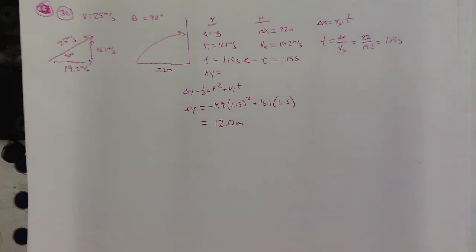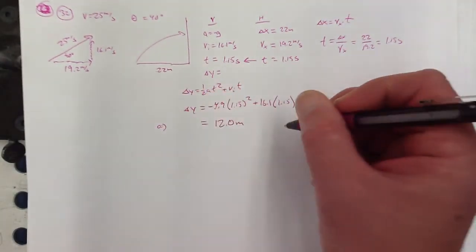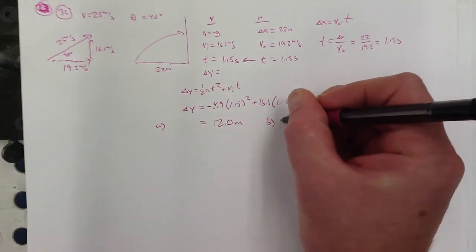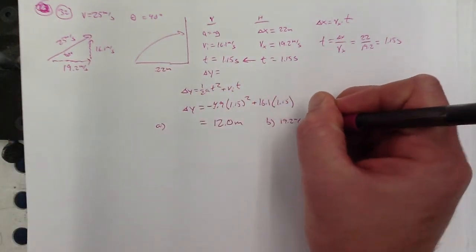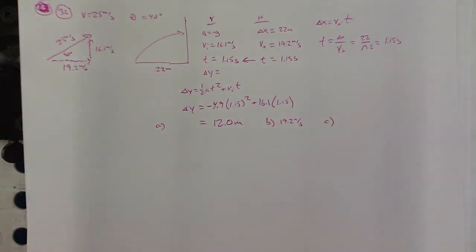What more do they want from us? What are the horizontal and vertical components of its velocity as it hits the wall? Well, the horizontal component of its velocity is constant. It's always 19.2. Constant horizontal velocity. And for part C, how about the vertical?